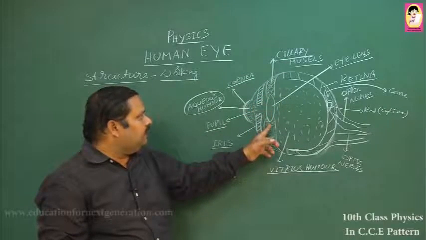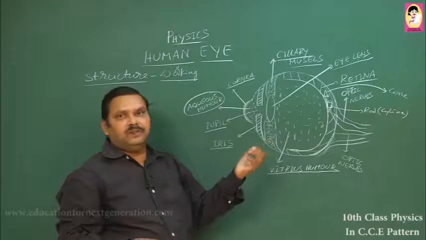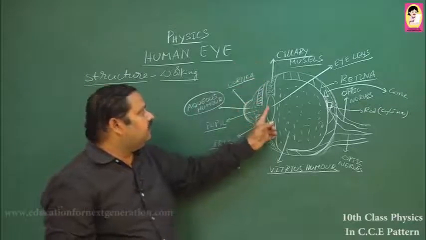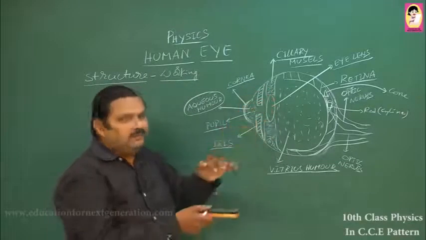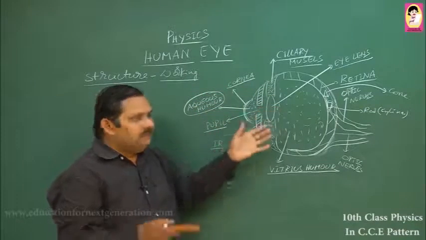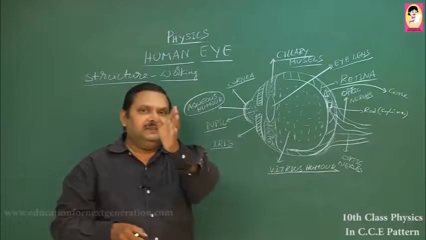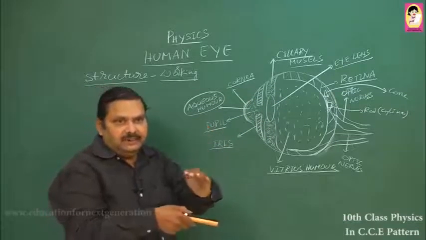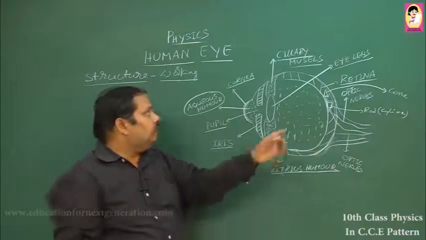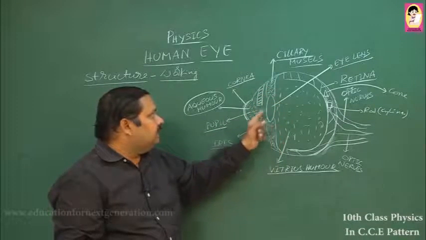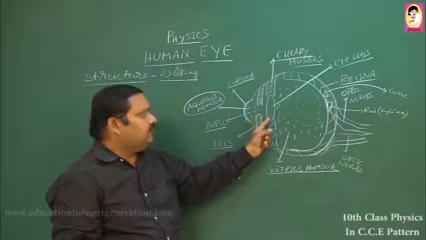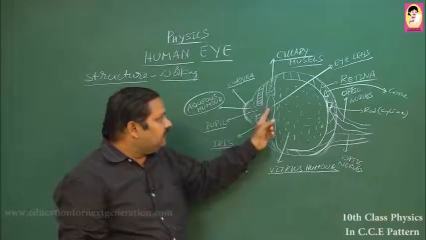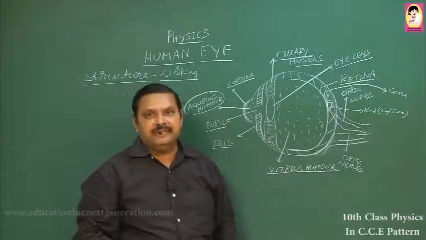To hold the eye lens, there are muscles called ciliary muscles. They hold the eye lens in a firm position. Along with that, they increase and decrease the focal length of the eye lens. Suppose the ciliary muscles are contracted, the eye lens becomes thin and the focal length increases, and if the ciliary muscles are expanded, the eye lens becomes thicker and the focal length decreases. So, by expanding and contracting, the ciliary muscles can increase and decrease the focal length of the eye lens, so that the eye lens can exactly focus the image of the object on the retina.